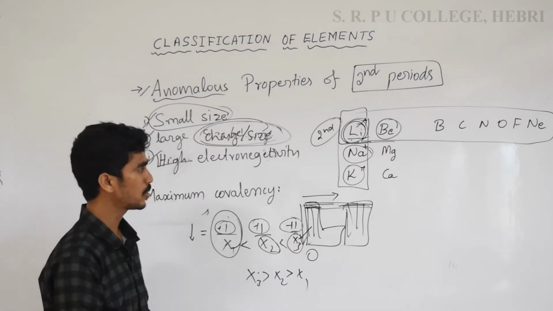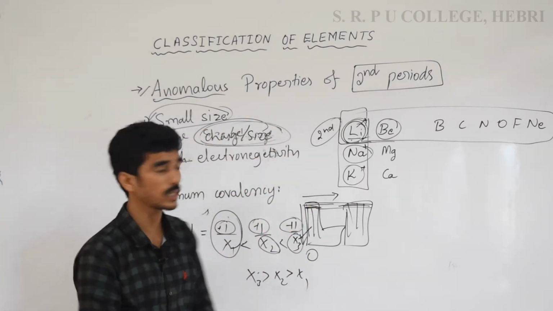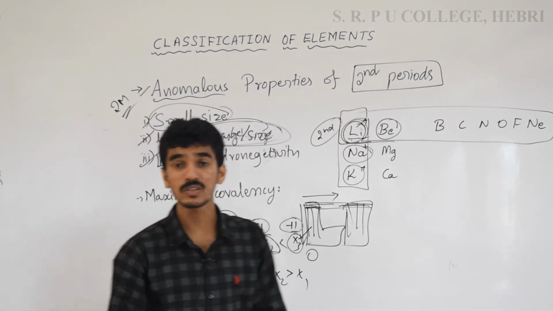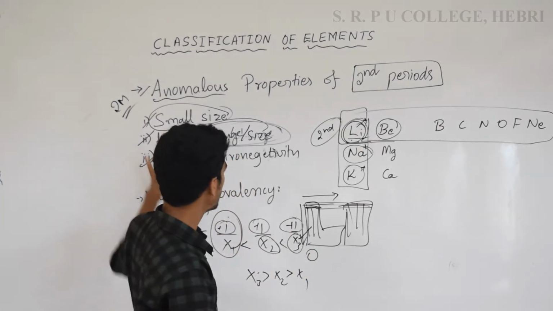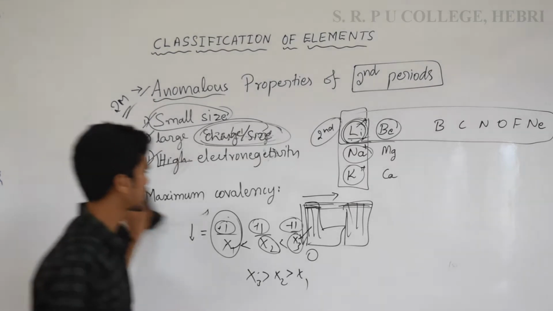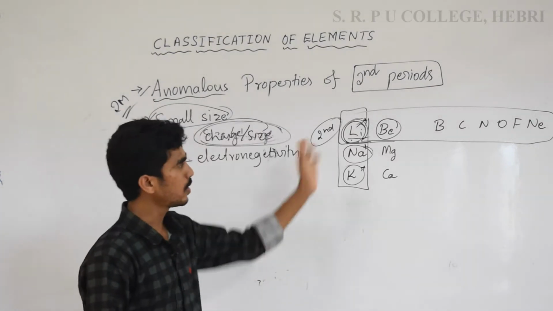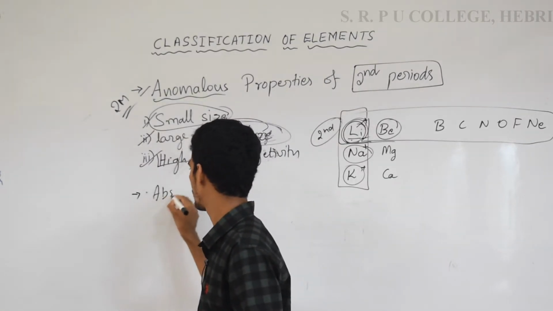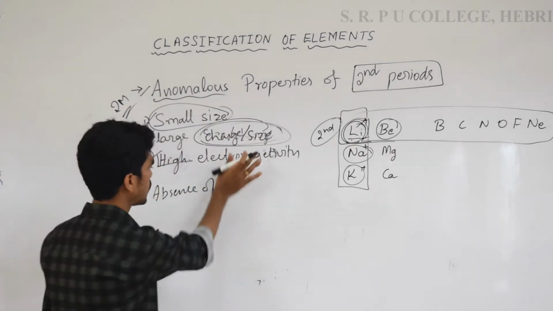Apart from this, some other properties also belong to anomalous properties. These are very important for 2 mark questions. They may ask, write any 2 anomalous properties of a particular element. These 3 are the major part. Besides these, there are 3 more extra anomalous properties of second period elements. The first thing: absence of d orbitals.